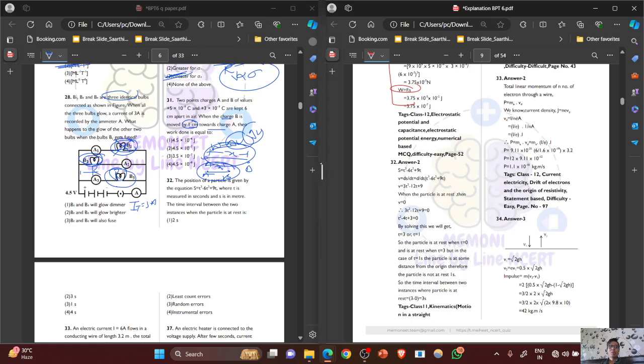Moving ahead, the position of a particle is given by this equation, where t is measured in seconds and s in meters. We need the time interval between the two instants when the particle is at rest. Just calculate ds by dt and put it equal to 0 to get the velocity at those times. Differentiate; it's a quadratic equation with two roots, t1 and t2, and for these two times the velocity is 0. So t is 3 or 1, and the interval is 3 minus 1, which is 2. First is the correct answer.